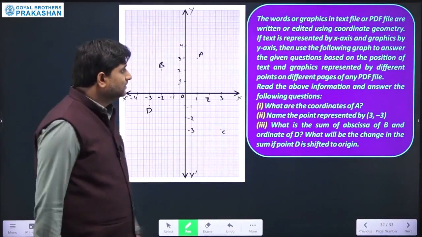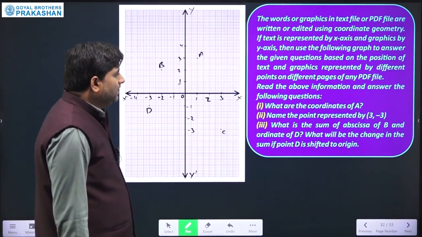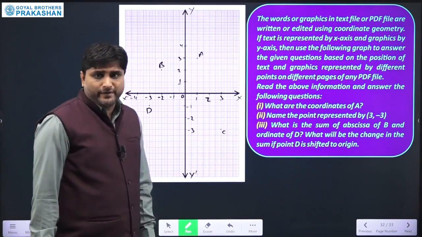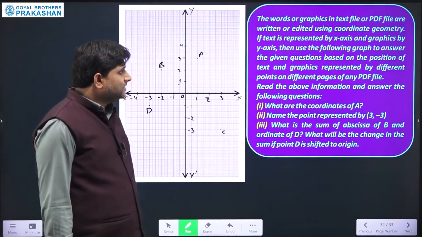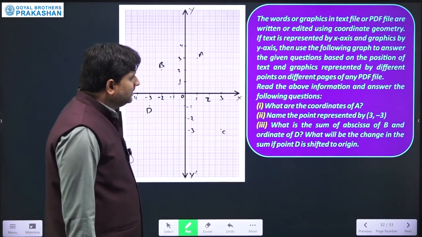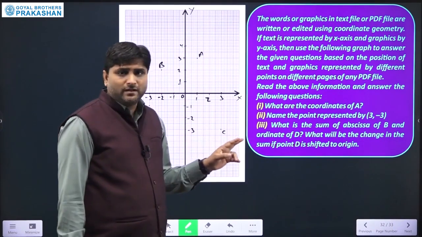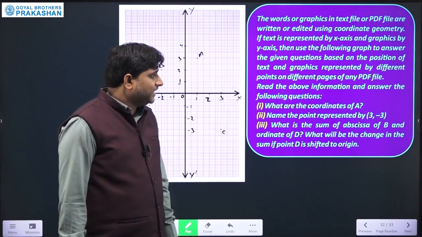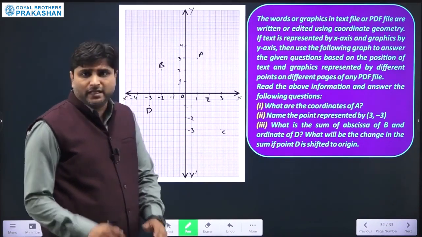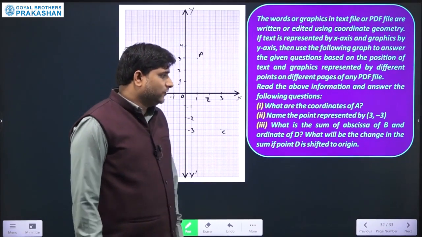So the question is, the words or graphics in the text file or PDF file are written or edited using coordinate geometry. If text is represented by x-axis and graphics by y-axis, then use the following graph to answer the given questions based on the position of text and graphics represented by different points on different pages of any PDF file. Read the above information and answer the following questions.